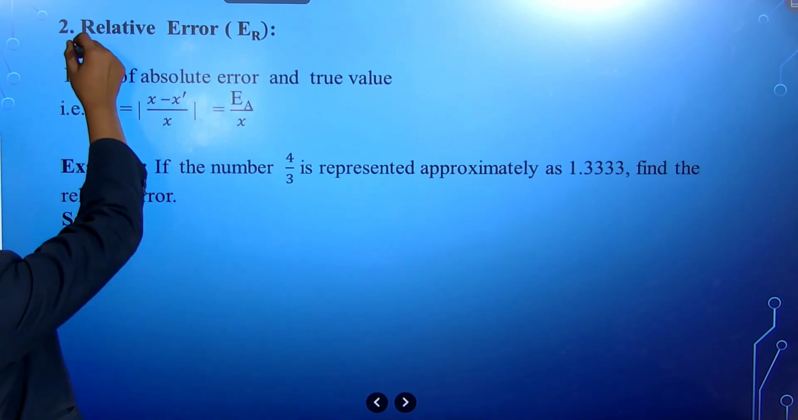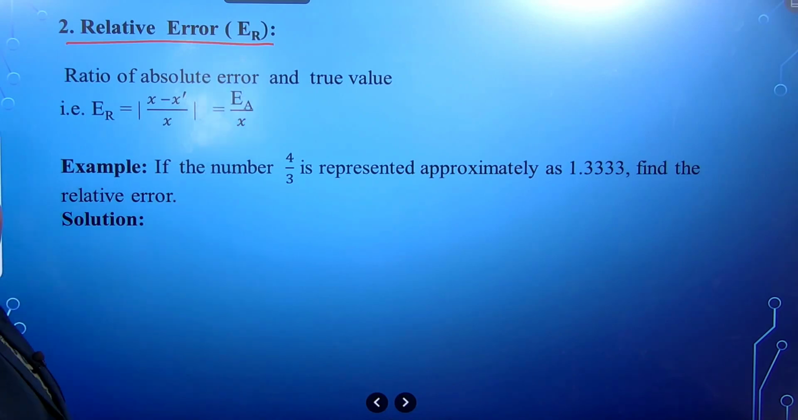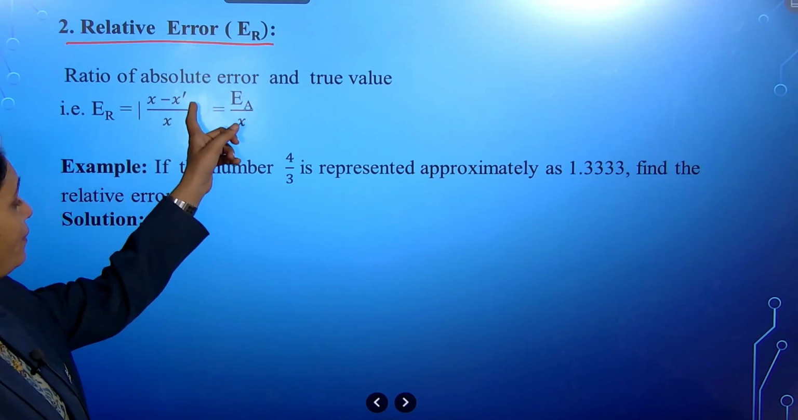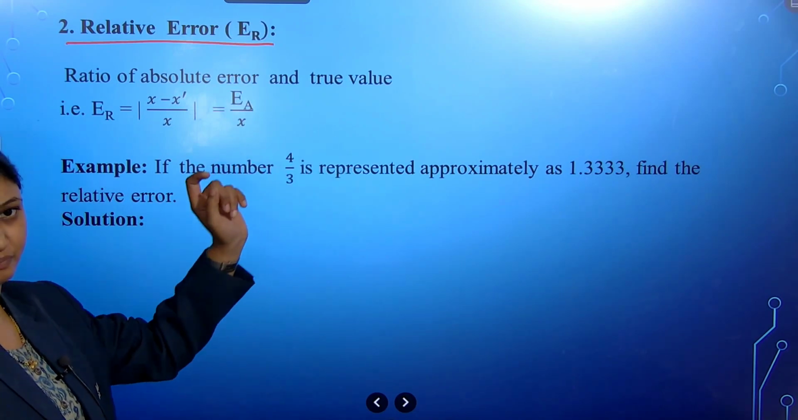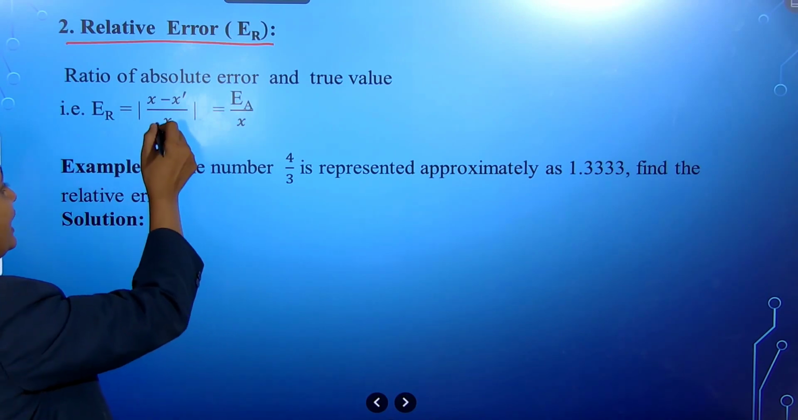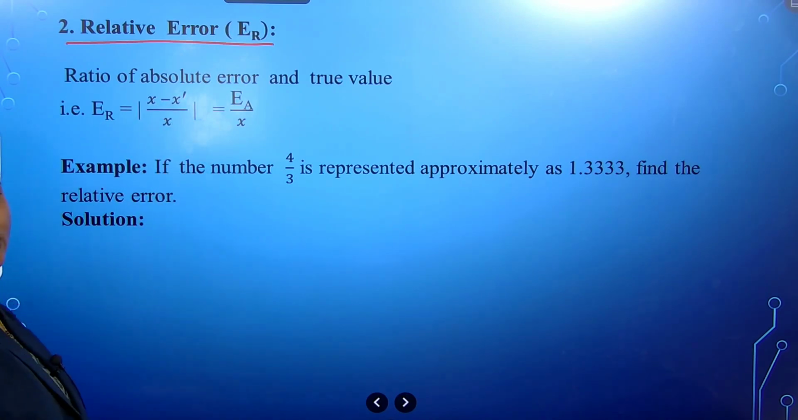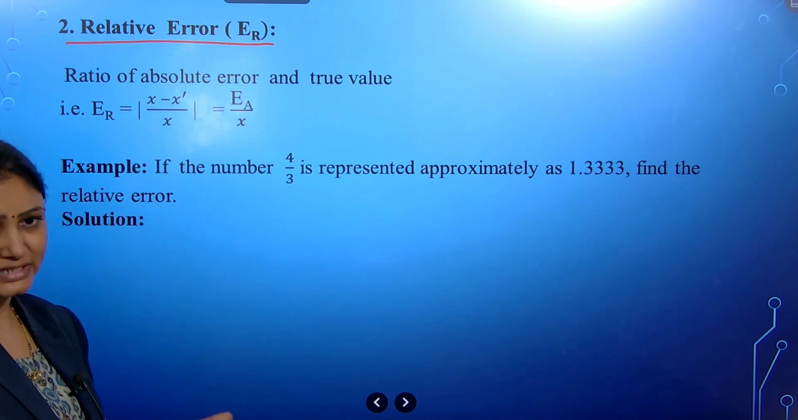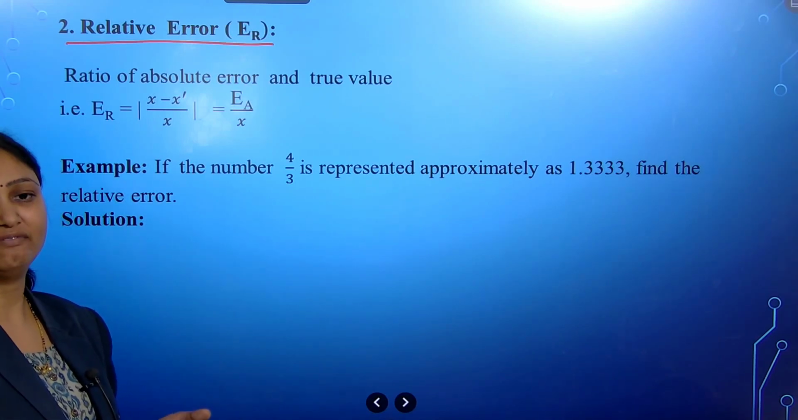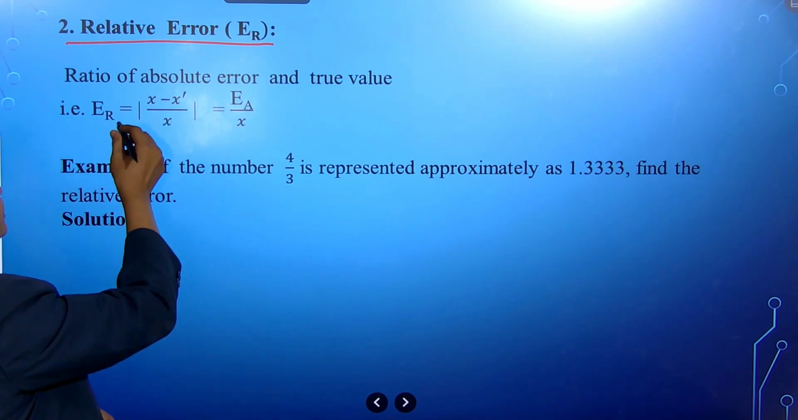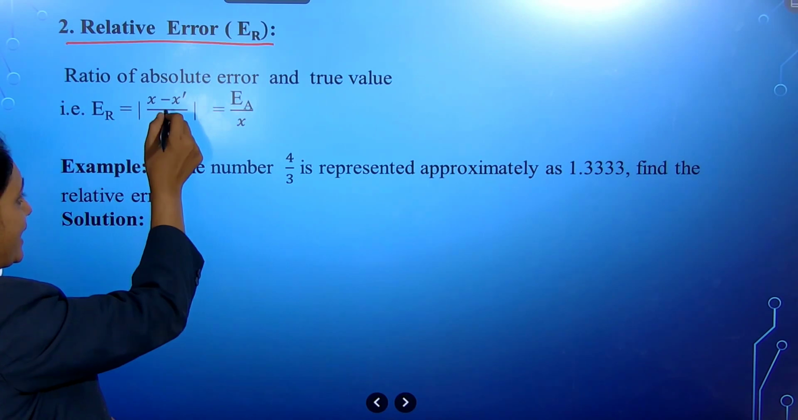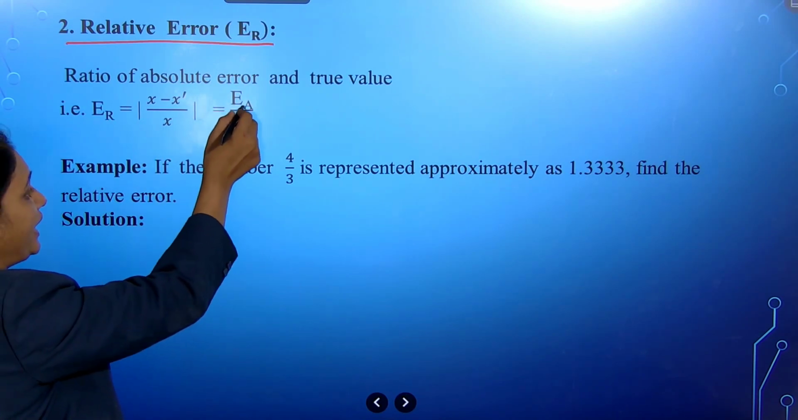Now the next is relative error. It is denoted by ER. Now what is relative error? It is the ratio of absolute error and true value. The absolute error is calculated by the formula mod of x minus x dash, where x is the exact value and x dash is the approximate value. So ER is calculated by this formula, mod of x minus x dash upon x. So it is EA upon x.